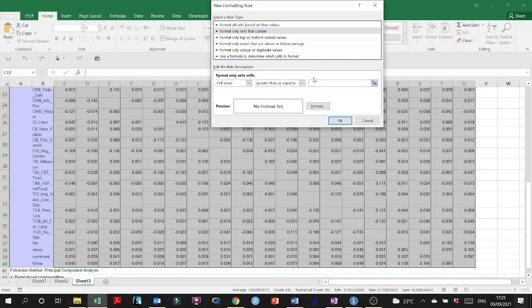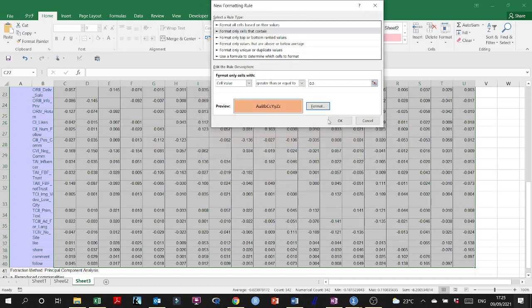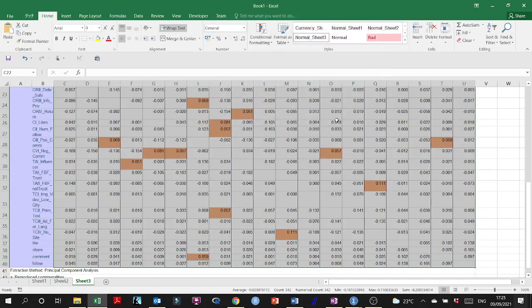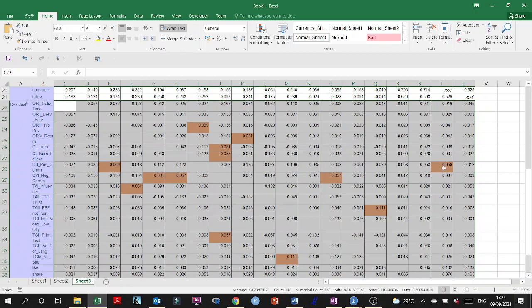Actually, I want the errors to be less than 0.5 in some sources, but ideally 0.05. So I'm going to just start with the 0.05 first. So these values are above 0.05, as you can see, these errors.